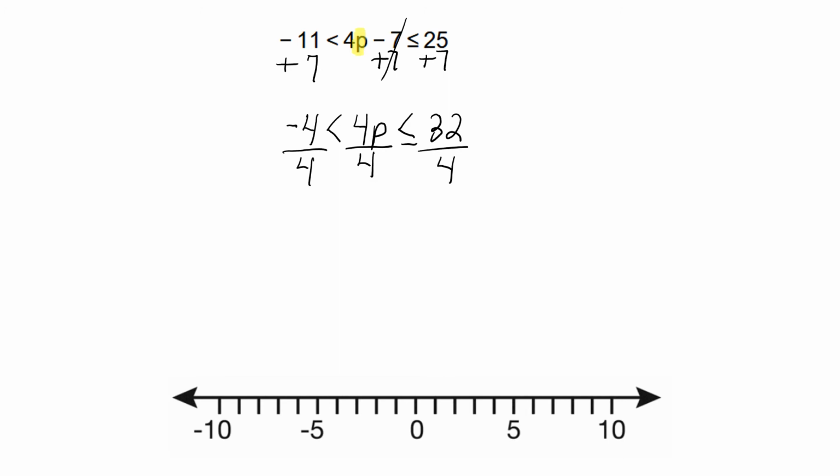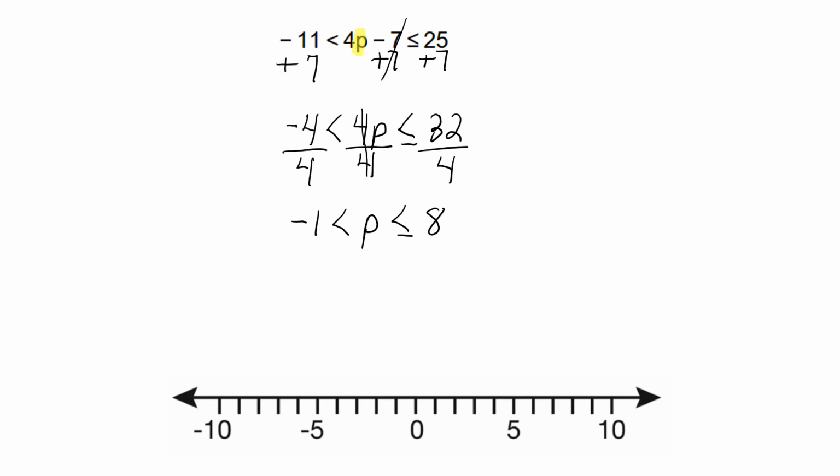So -4 divided by 4 is -1, so it's -1 less than p, less than or equal to 8. See, that was so much easier. Real quick and easy to get that set builder notation. The biggest thing right now is, how do you graph this?